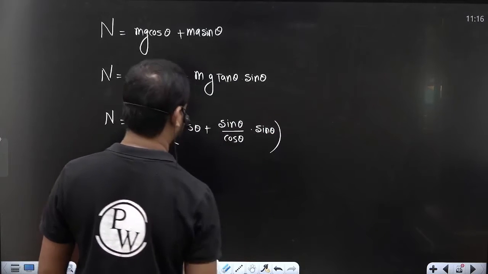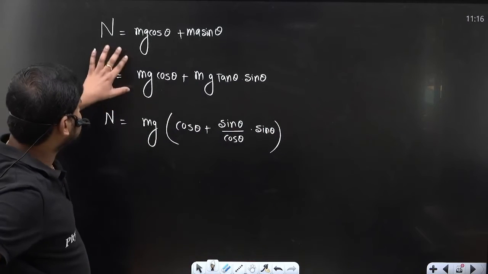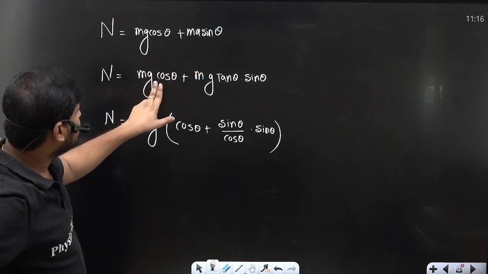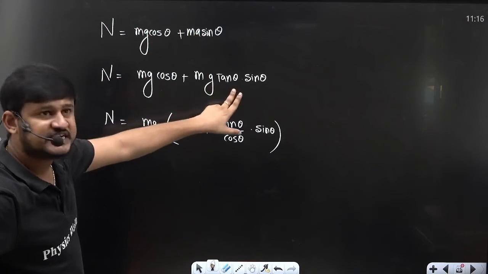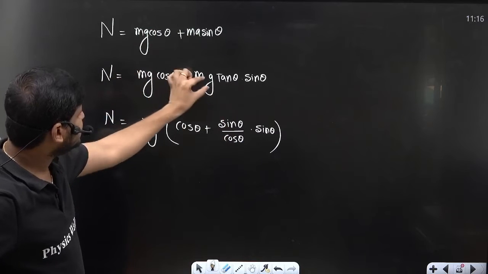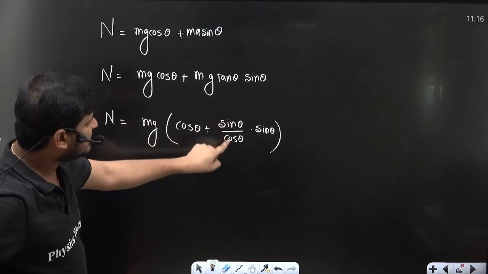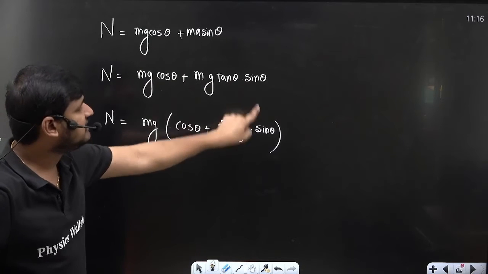Just understand carefully here. We are just doing mg cos theta plus ma sin theta as the normal, right? So from here, in place of a, I am writing g tan theta, so that mg is common and cos theta is left. Here, in place of tan theta, I am writing sin theta by cos theta, and sin theta.